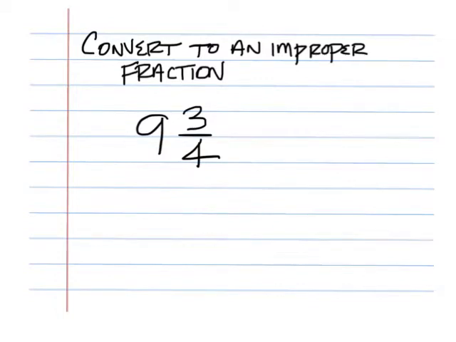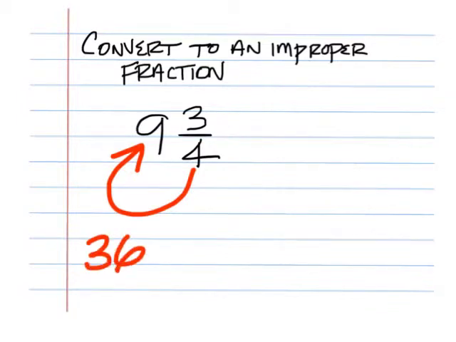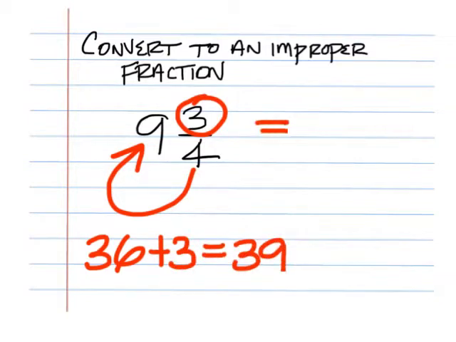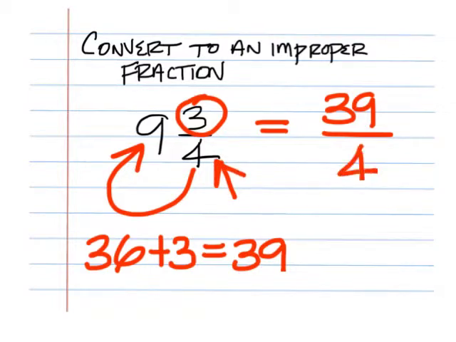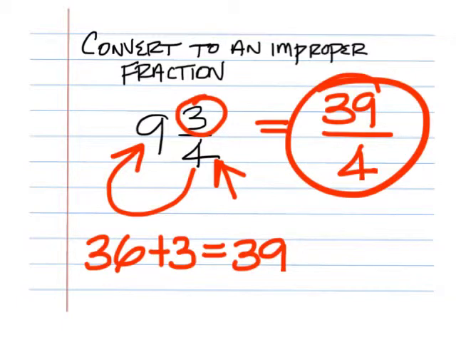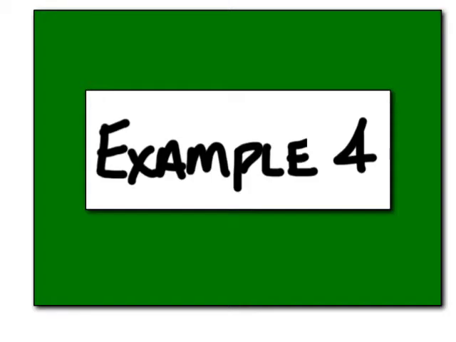Example number 3. Convert 9 and 3/4 to an improper fraction. To go to an improper fraction, you multiply 4 by 9 to get 36, and then add the 3 on the top to get 39. Put that 39 over the denominator, which is 4. Reduce if necessary. If not, then you're finished. 39 over 4 would be the answer.